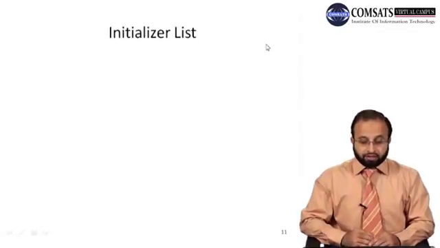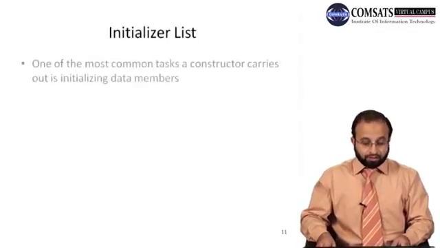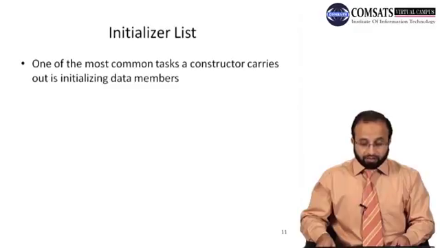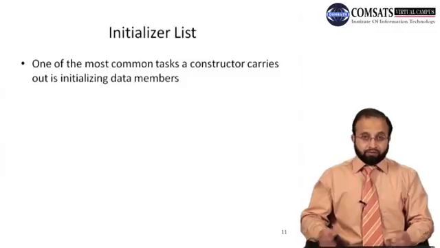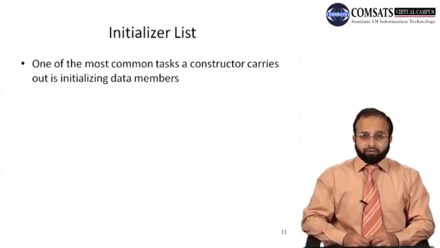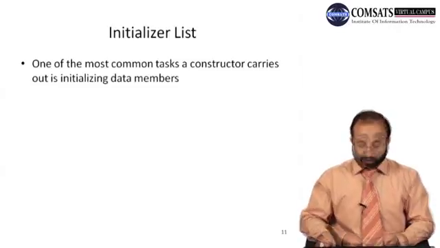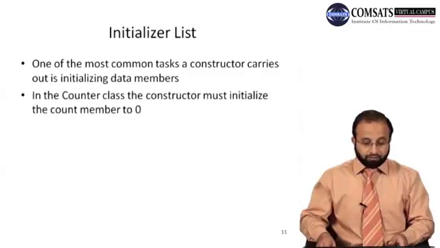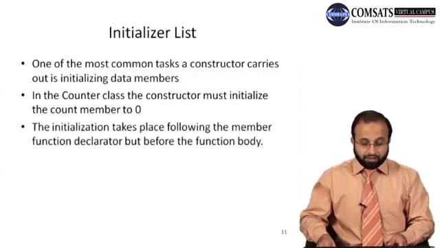Now the initializer list. What is the initializer list in the constructor? One of the most common tasks a constructor carries out is initializing data members. We have seen that we want to initialize the data member automatically, implicitly, whenever we create an object. For that we use a constructor. In the counter class, the constructor must initialize the count member to 0. The initialization takes place following the member function declarator but before the function body.